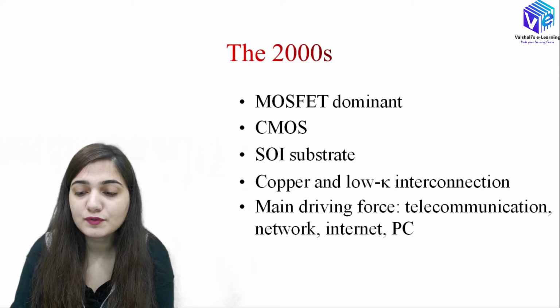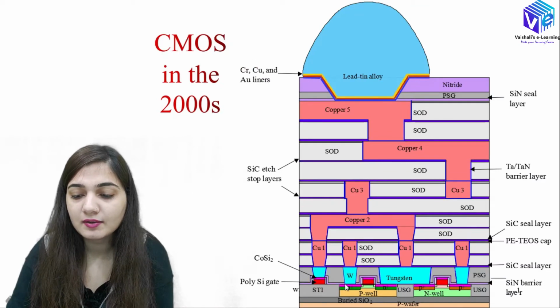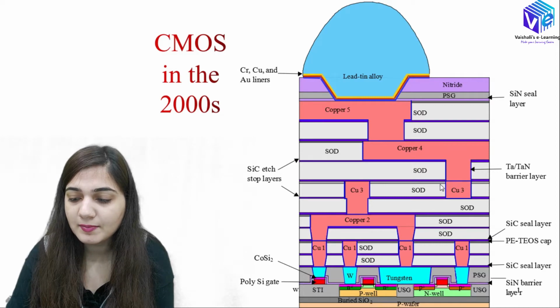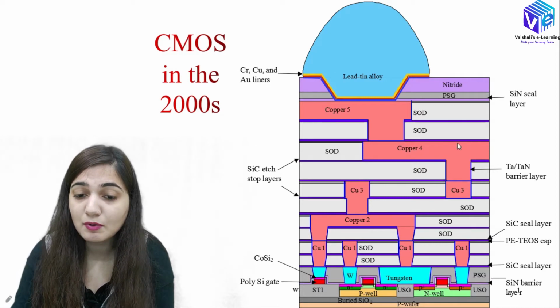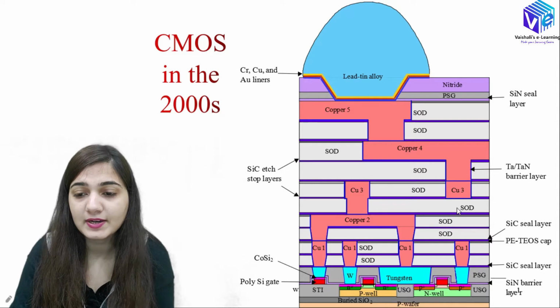The main driving force was telecommunication network, internet as well as personal computer. So this is how you can see we were replacing the various metals with the copper. So metallization was replaced with copper. We were having 5 level interconnections. Okay, so here we will be using lead tin alloy as well. Okay, so now this is how we will be having the final CMOS in the 2000s. So in the 2000s the CMOS was getting a bit more complicated.